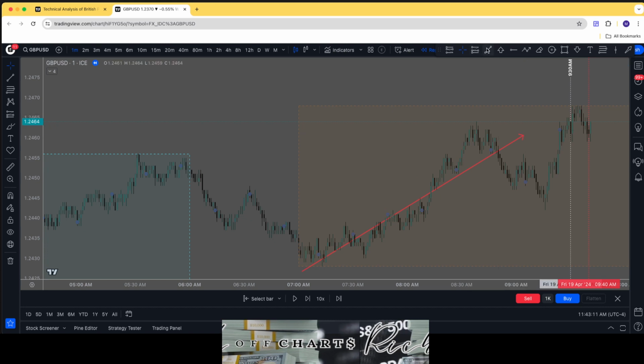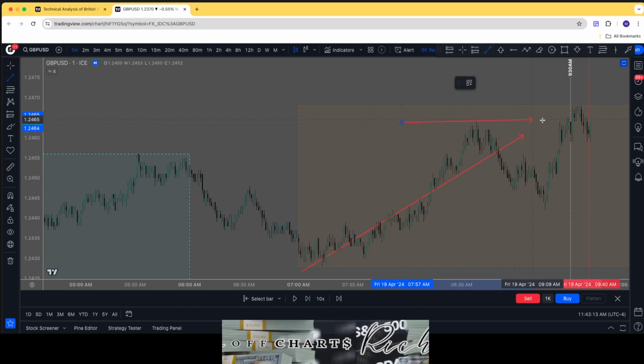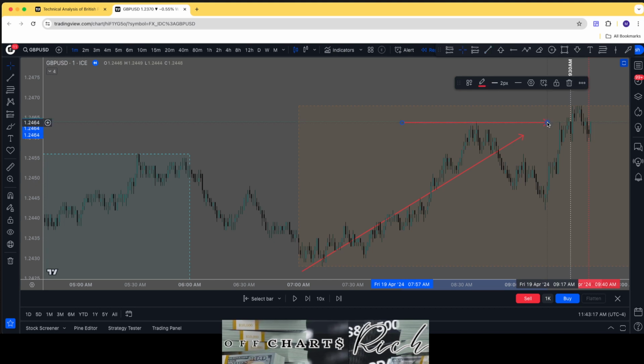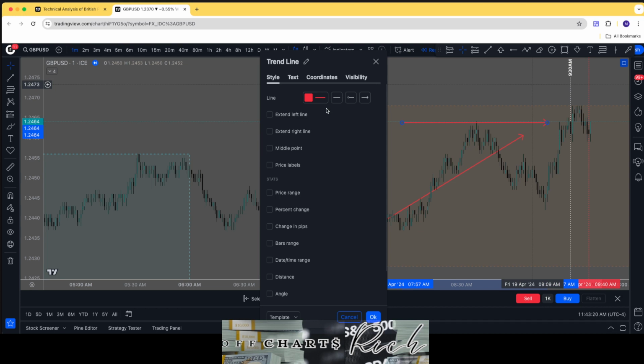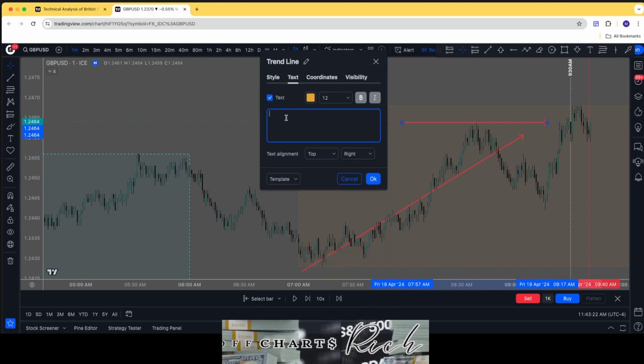So for example, let's say there's a ton of orders sitting right here, a ton of orders sitting here at 1.2464, right? This is just a visual. So this is how you want to picture the market.